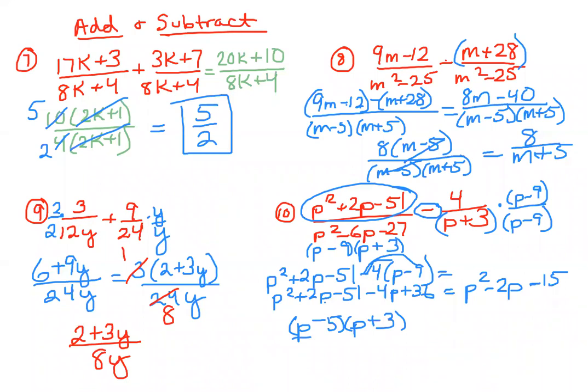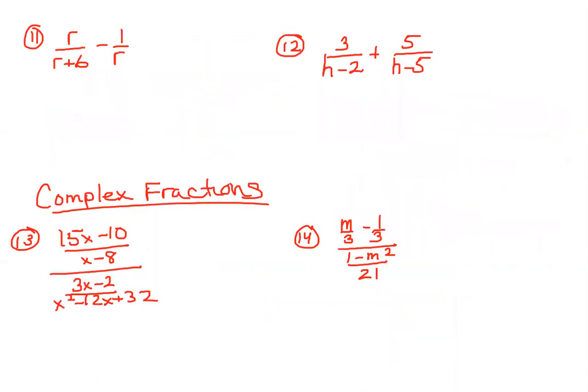And remember that we still have this denominator from up there that we were just waiting. I don't want to write it every time. Those cancel, and we're left with p minus 5 over p minus 9. And that's the answer for number 10. All right, number 11.